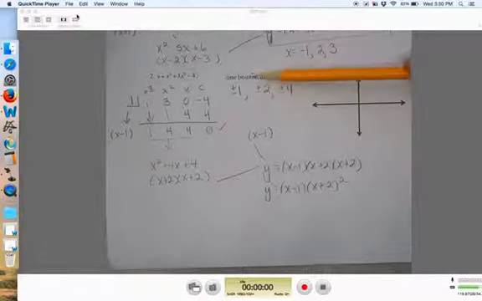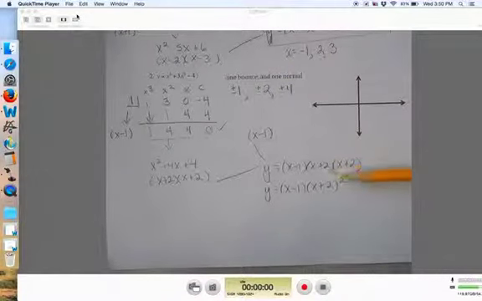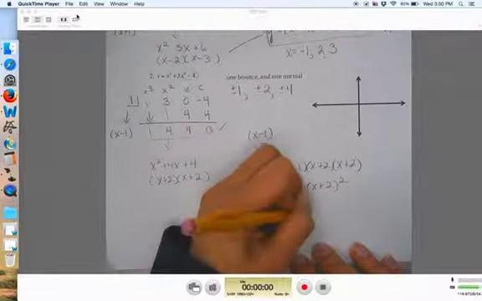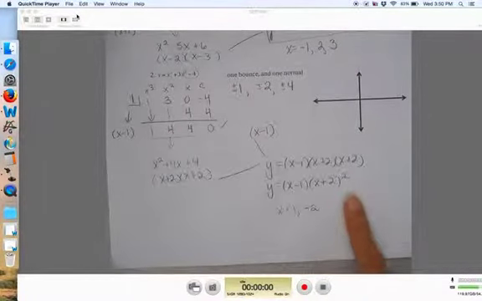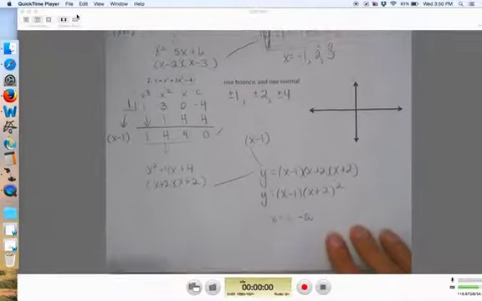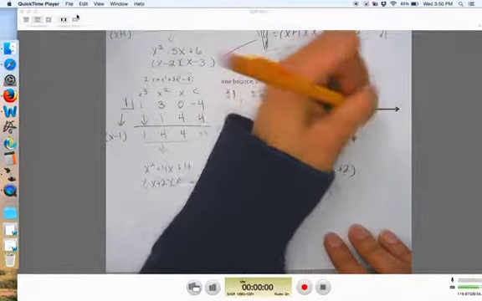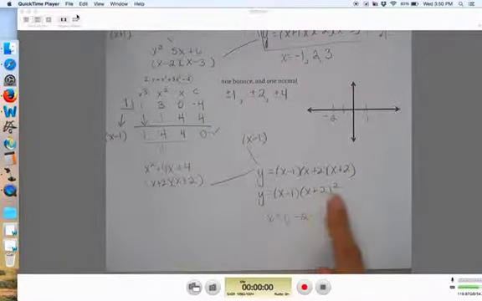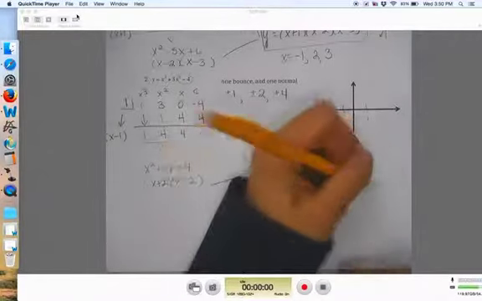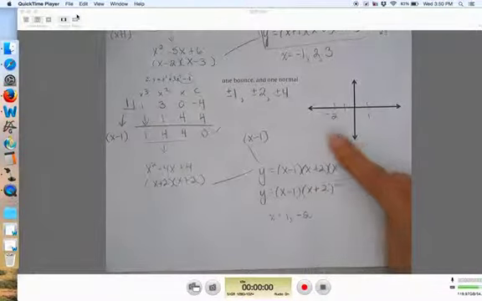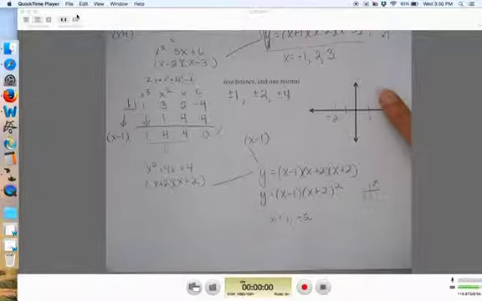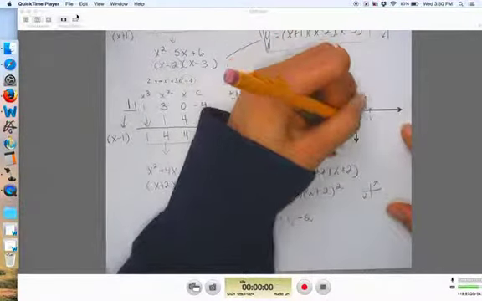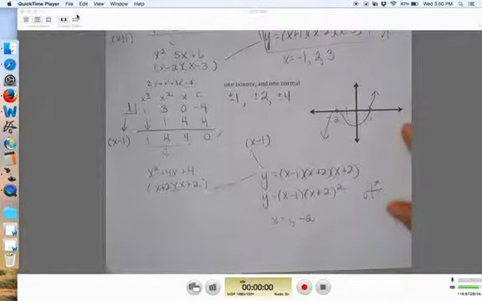And remember, we should have one bounce and one normal. So we have one bounce and one normal. The x-intercepts are 1 and -2, and the bounce will be at -2. Now this is a positive odd degree because it's 1, 2, 3. So we're going to start down here, we're going to end up here, and we're going to bounce at -2. And there's your graph.